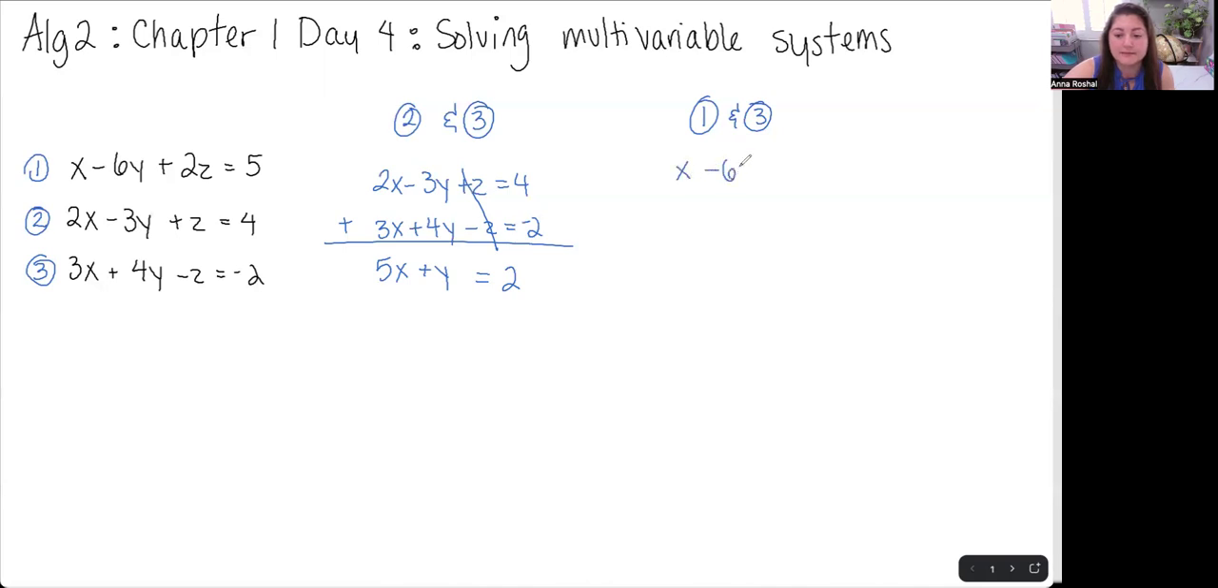So let's take a look at this first and third. I have x minus 6y plus 2z equals 5. And then I have this third equation here. And the reason why I can't just combine these two as is is because my x's won't cancel. So I'm actually going to take this second equation and I'm going to multiply it by 2. The whole entire equation, I'm just going to double everything. And so I'm going to end up with 6x plus 8y minus 2z equals negative 4.